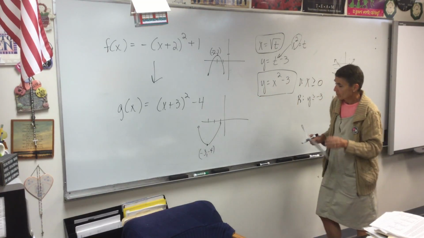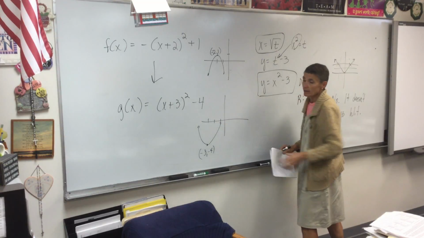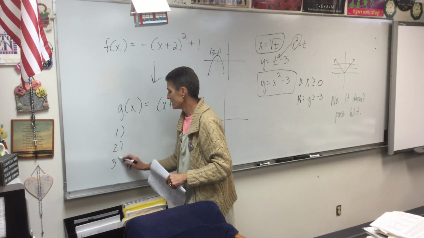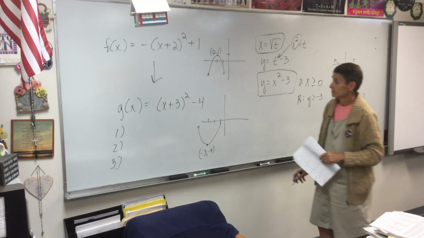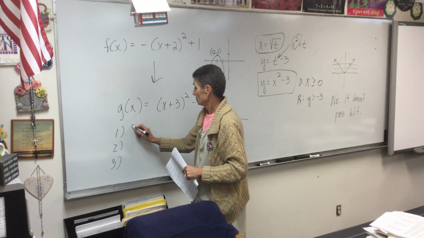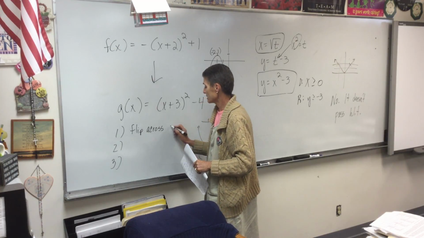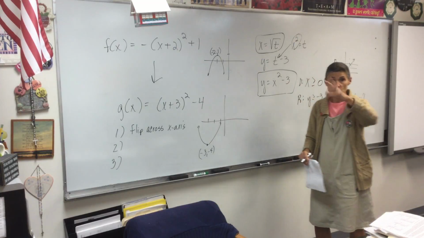So you need to tell me what I need to do to get from here to here. And I think there are 3 steps to it. I think there are 3 things that need to be done. The first one is we need to flip it over. So we need to flip across the x-axis. We need to flip it this way.